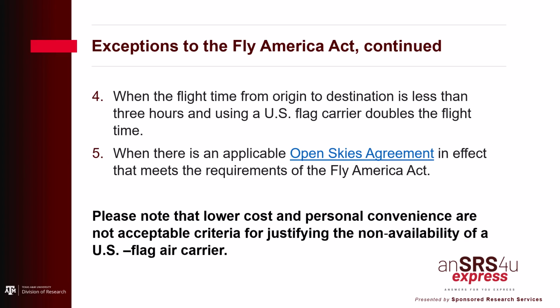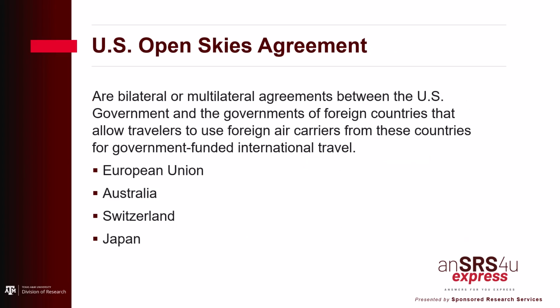Open skies agreements are bilateral or multilateral agreements between the U.S. government and the governments of foreign countries that allow travelers to use foreign air carriers from these countries for government-funded international travel. The United States currently has open skies in effect with European Union, Australia, Switzerland, and Japan. The agreement with the European Union permits the use of an EU air carrier for travel outside the United States.